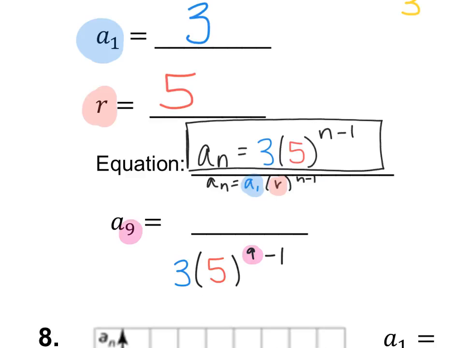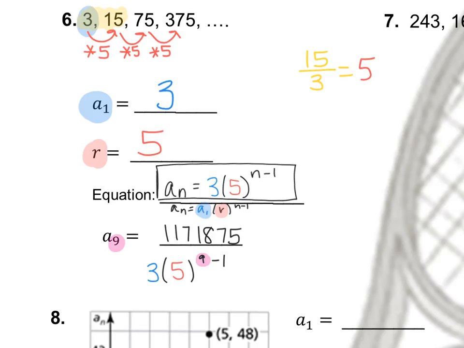So type that in your calculators. Okay, remember when you're typing it in that 9 minus 1 is your entire exponent. So you've got to make sure you put all that in there. Okay, you type it all in. It's going to give you a pretty big number, I think. Okay, what number does it give you? All right, 1171875. So that is the second half of my answer to this problem.